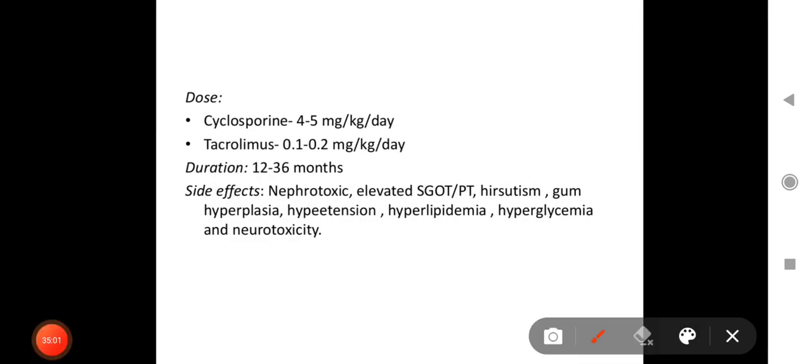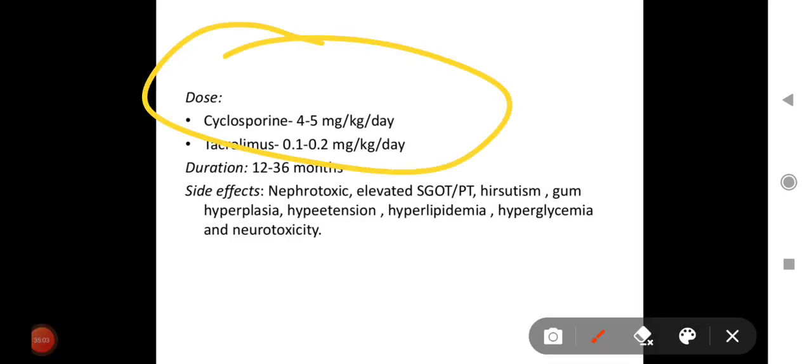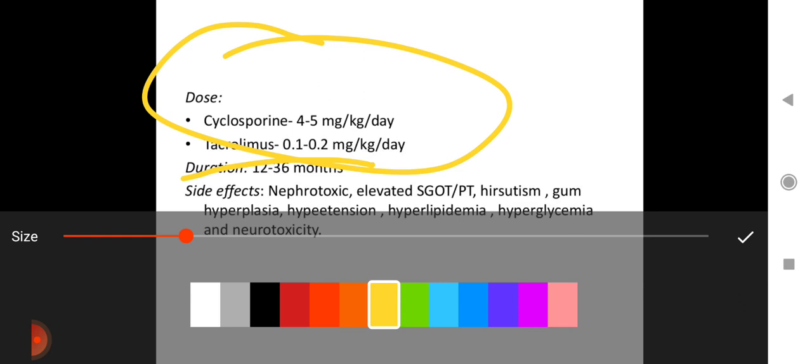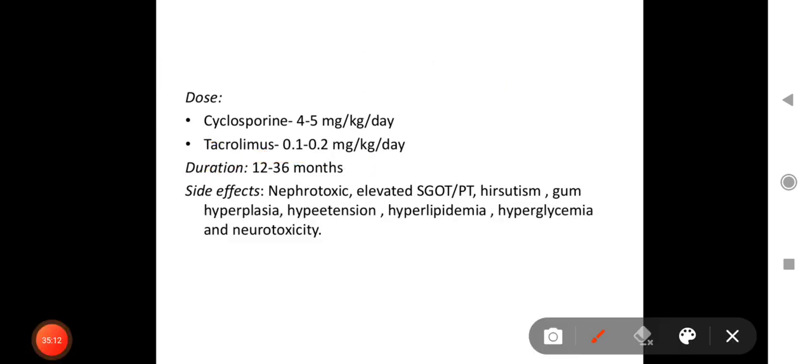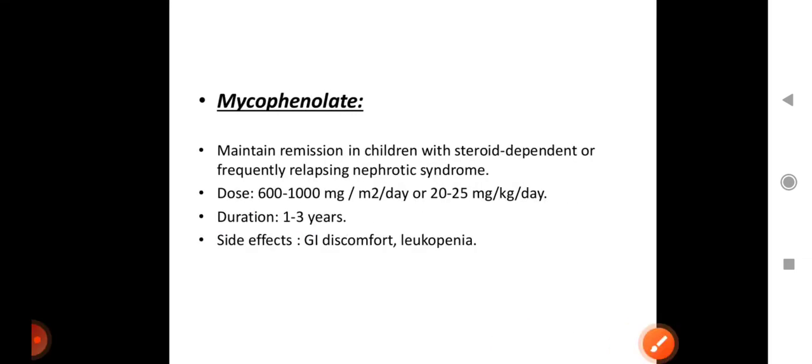What are the doses? Remember these doses: cyclosporin 4 to 5 mg per kg per day, tacrolimus 0.1 to 0.2 mg per kg per day, and duration 12 to 36 months we need to give these drugs. Side effects are nephrotoxicity, elevated transaminases, hirsutism, gingival hyperplasia, hypertension, hyperlipidemia, hyperglycemia, and neurotoxicity can be seen.